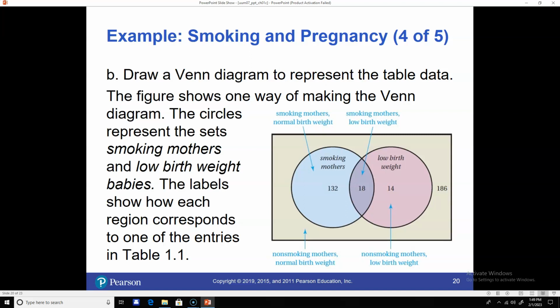The 132 is a smoking mother with a normal birth weight, and the 186 is everything in the beige outside of those two circles. So you can see how it's set up and how it properly describes the four different categories that we listed from the two-way table.